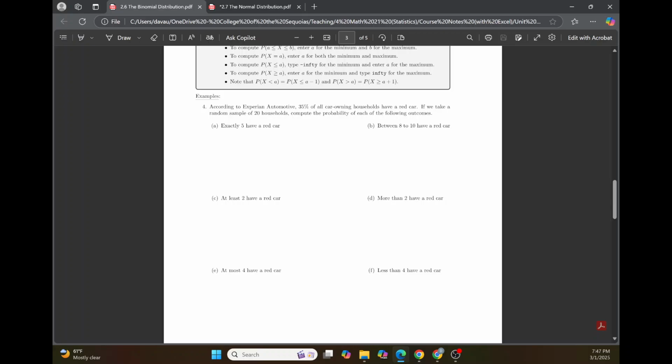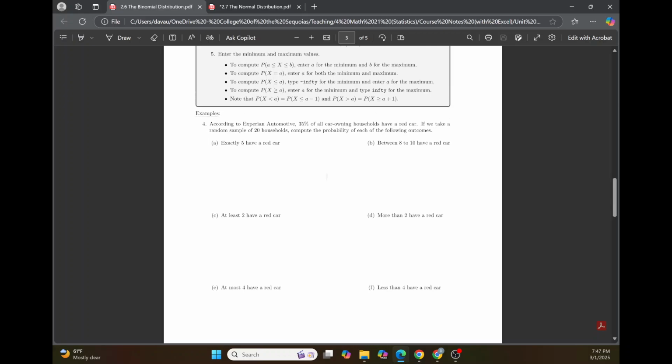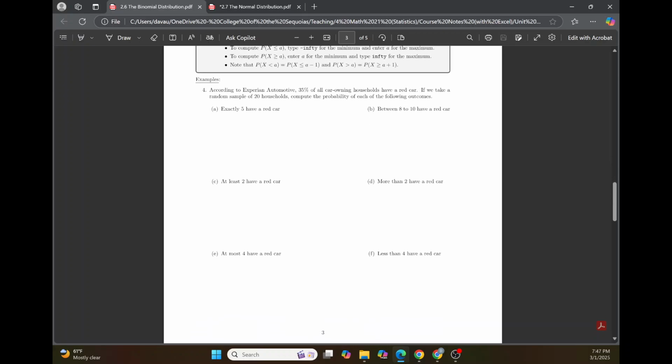So okay, this example that we're looking at here comes from 2.6. This is the binomial distribution, and we did all these examples in class or in the lecture if you watched it online. But I'm going to redo them just to show you how this would work in the new version.